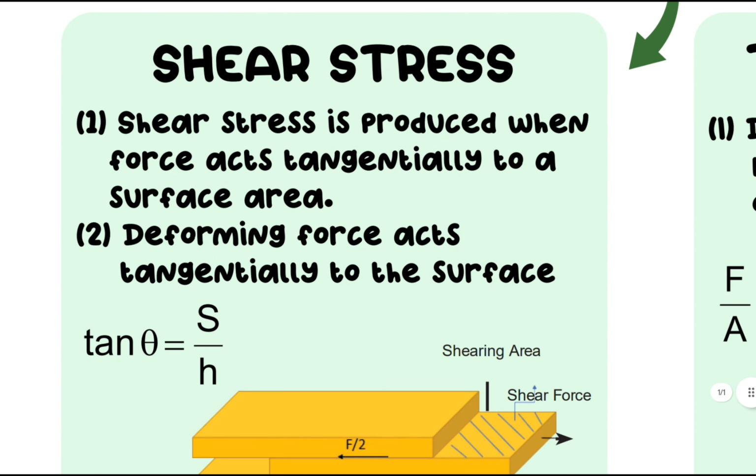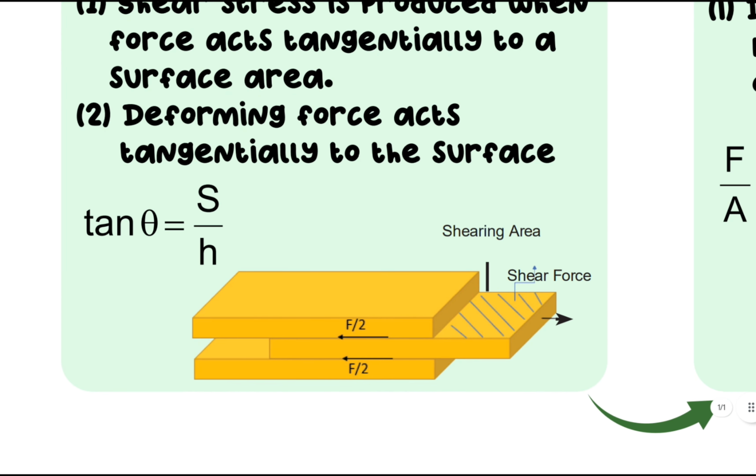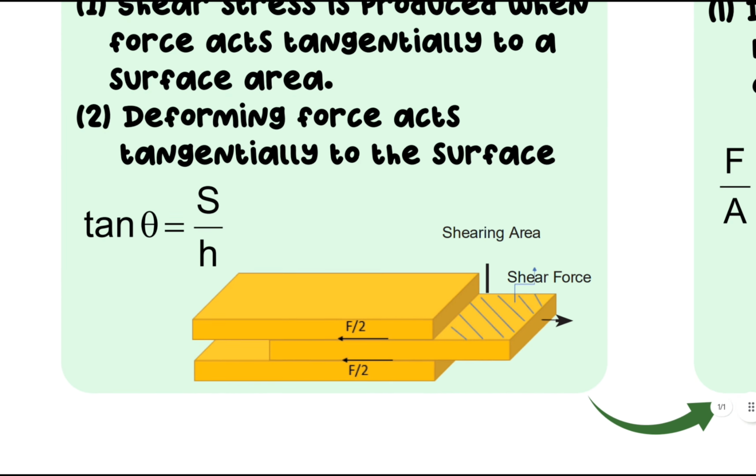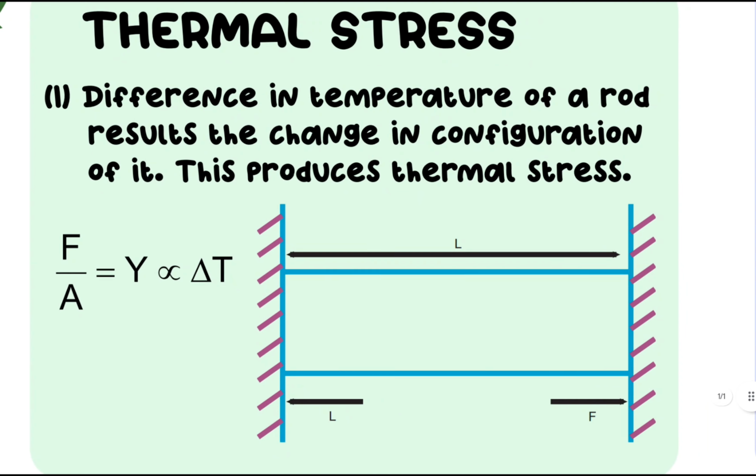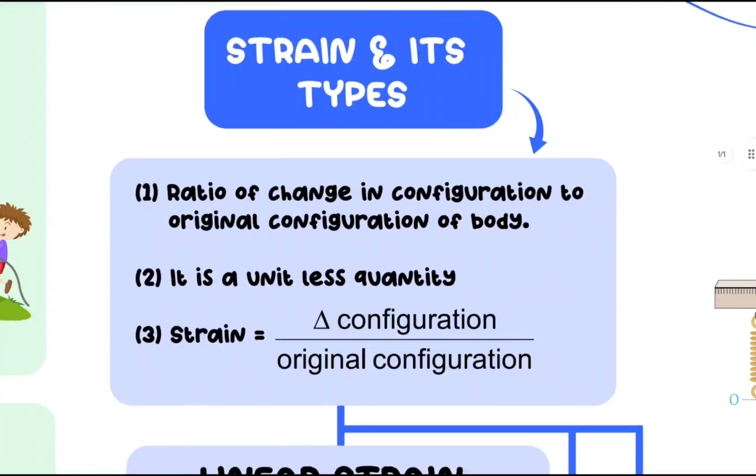Shear stress. Shear stress is produced when force acts tangentially to a surface area. Deforming force acts tangentially to the surface. Tan theta is equal to S by H. Thermal stress. Difference in temperature of a rod results in the change in configuration of it. This produces thermal stress.